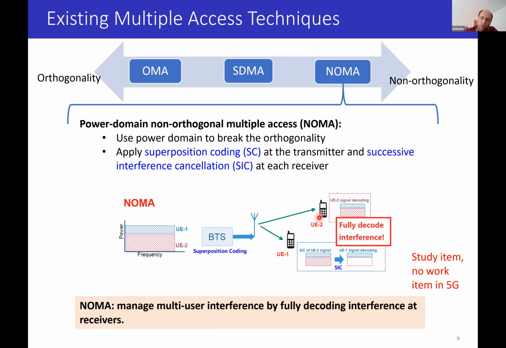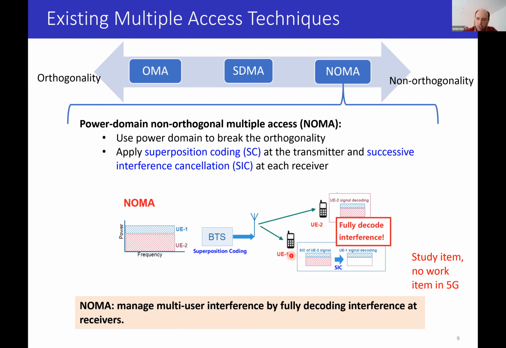And the way NOMA works is such that the good user, the strong user, will decode the message of the weaker user. So user one here, that is closer to the base station, will fully decode the message of user two, right? So you can view this as fully decoding interference, essentially.